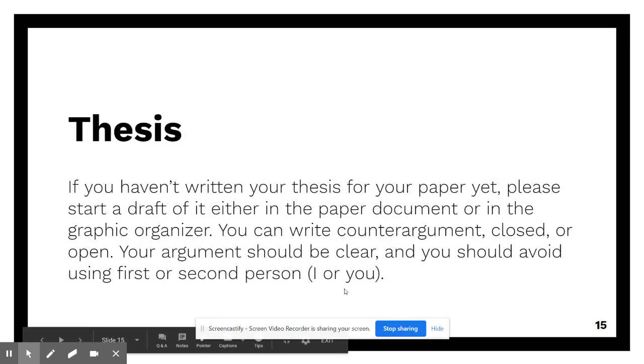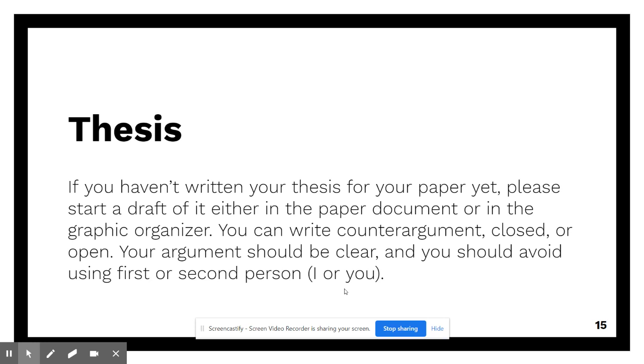So we're going to focus mainly on thesis today and response to opposition. So starting with thesis, if you haven't written your thesis for your paper yet, please start a draft of it either in the paper document or in the graphic organizer. I think any of the three methods, counter argument, closed, or open, will work. You just need to make sure that you're taking a very clear position and that you're avoiding using first or second person. It's not that you can't use first person. I think in particular, second person is better to avoid, but it's not that you can't use first person. If you were relating a personal experience, you could.